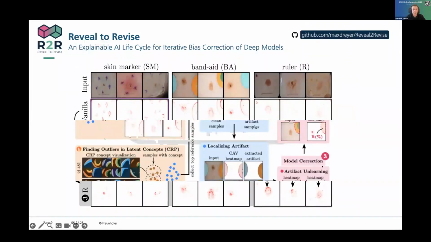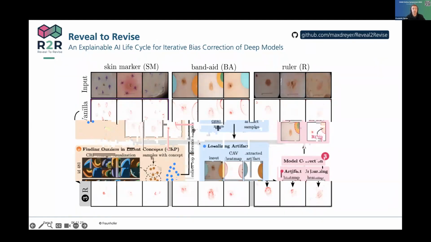In the first iteration, we want to correct those skin markers. And if we look at those heat maps after the correction, we can see that the relevance on the skin marker was highly reduced. There's still some left, but it's reduced by quite a large margin. The other artifacts are still used because we haven't corrected for them yet.